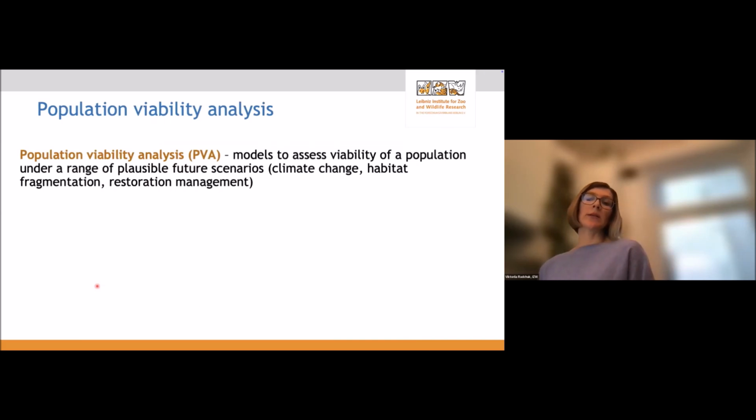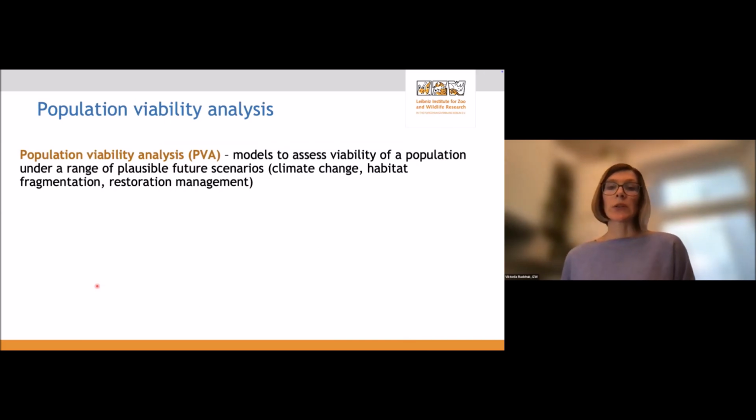So population viability analysis is a well-established tool that uses models to assess viability of a population under a range of plausible scenarios. For example, climate change, habitat fragmentation, and restoration management. There is no one single model that is used for PVA. They may differ in their structure and complexity and the level to which they incorporate processes.